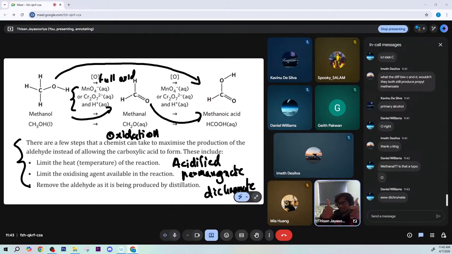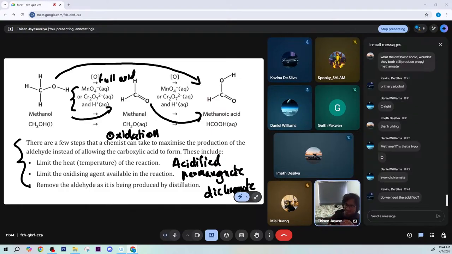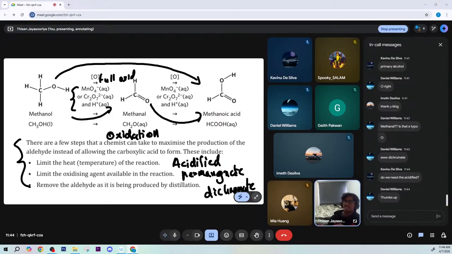But does that make sense? Thumbs up all around. Everyone understand that? Yes, you need the acidified part. You need to call it acidified potassium permanganate or acidified dichromate. So do I have thumbs up from everyone? So again, oxidation reaction. Usually, most schools will teach you the full oxidation, but you need to know the partial one as well, yeah?